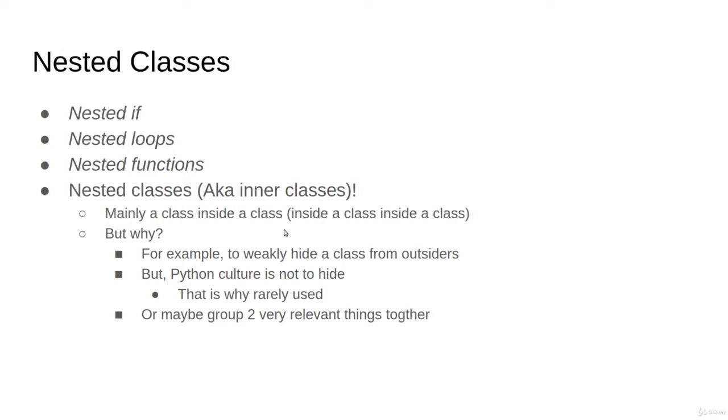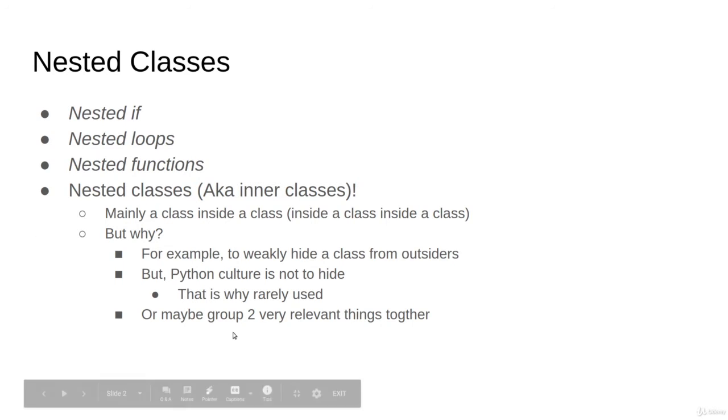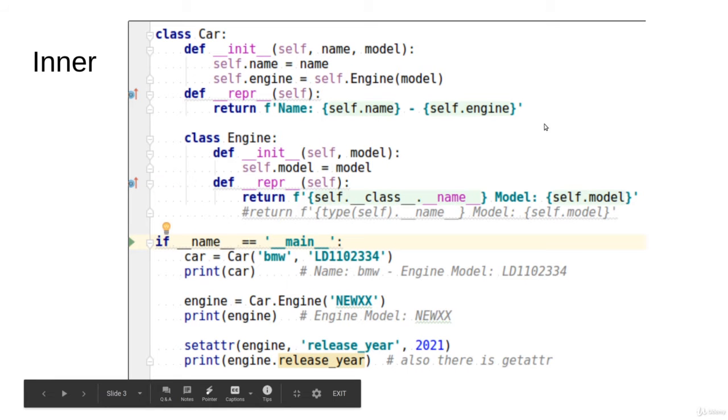But why do so? One reason is to try to do some weak hiding for a class from outsiders. But remember that this isn't the culture in Python. That's why, generally speaking, we don't do nested classes in our life. Sometimes you would like to group two relevant things together. Makes sense sometimes. So here's an example of it.